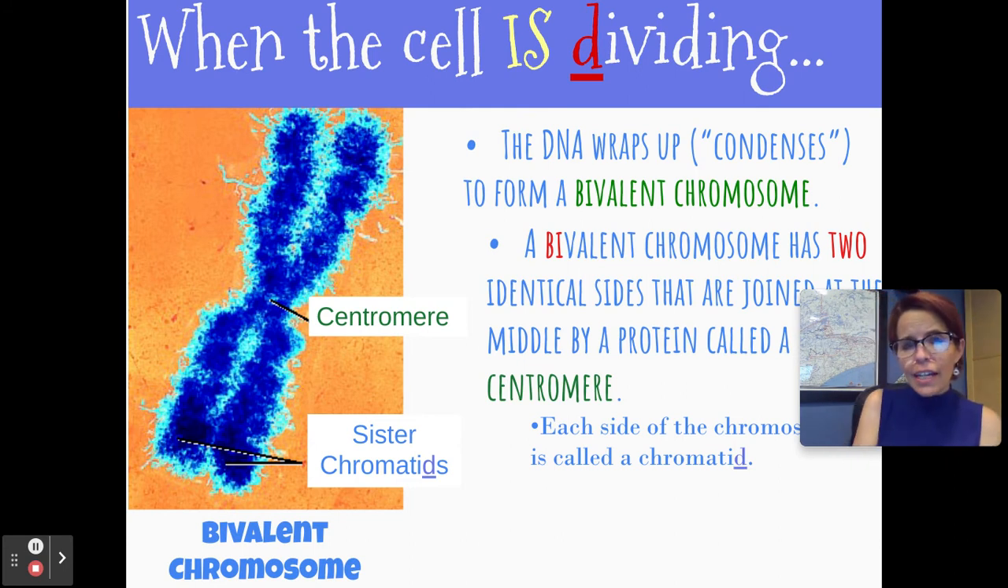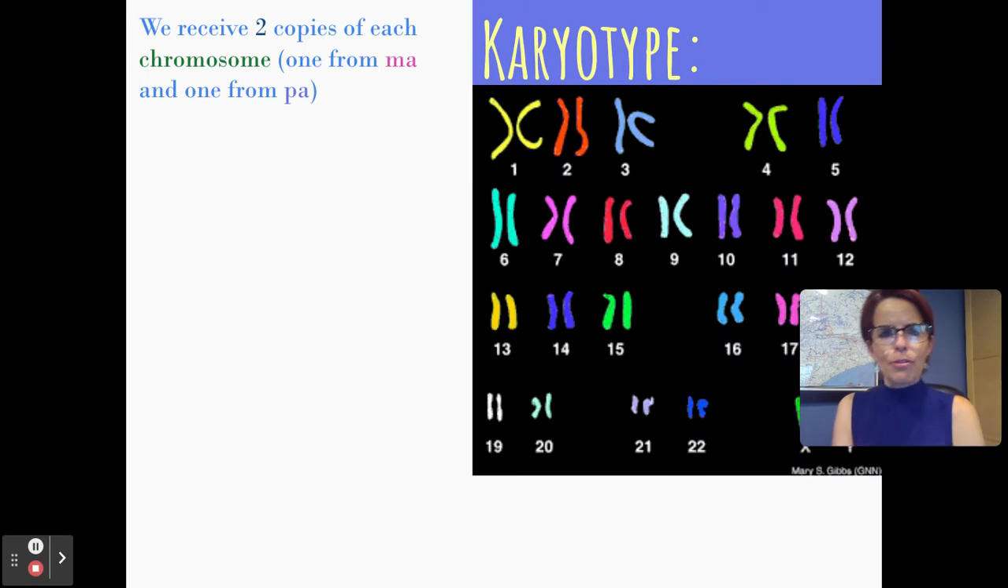And the left side and the right side are identical copies of each other, and they're called sister chromatids. And whatever's on the left side, it's on the right side also. So if there's a gene on the left side for brown eyes, then on the right side, there's a gene for brown eyes. So that's a bivalent chromosome.